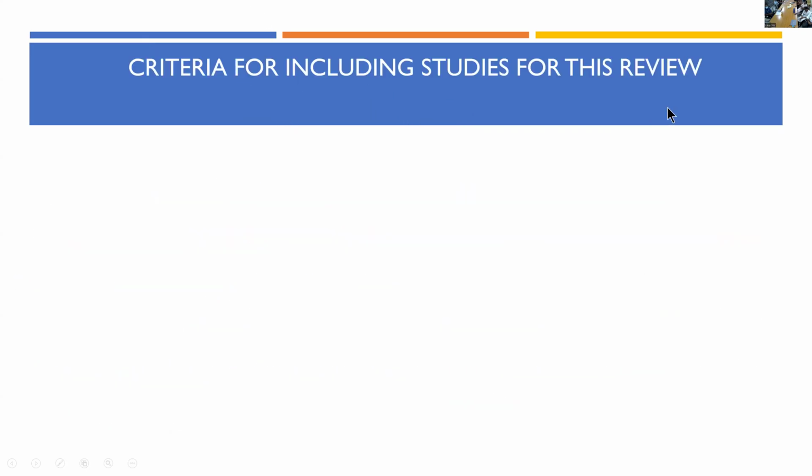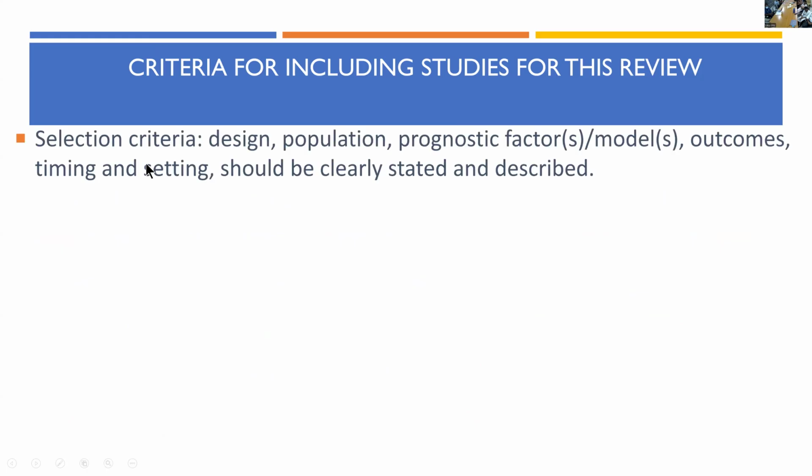Criteria for including studies for this review. Selection criteria. So I'm not going to go into this, but this is where, not the P of the individual prognosis study, but for the review, what type of cohort study will be included?